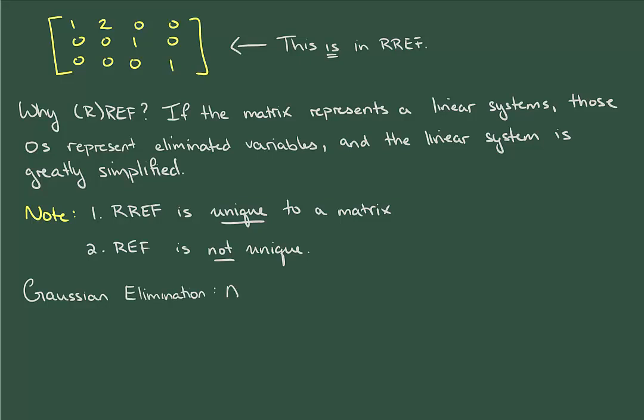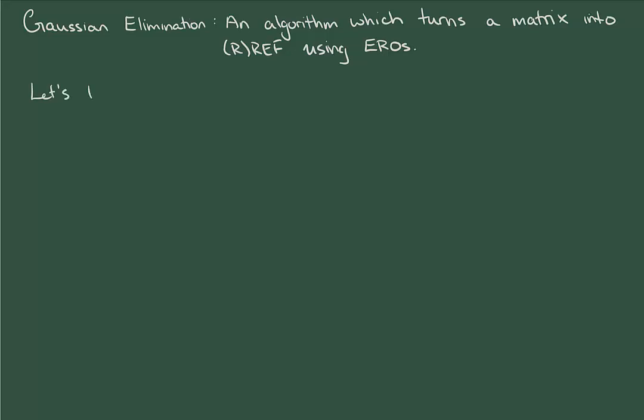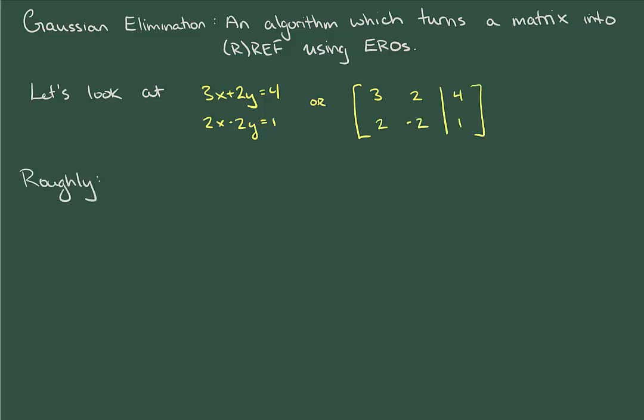All right, Gaussian elimination. This is the algorithm that we use to convert a matrix into either REF or RREF using elementary row operations. Now this process isn't complicated, but it does take some practice to master. So let's go back to the toy example we've been carrying around. Roughly, the algorithm is as follows. Anytime you get a row of zeros, use the interchange rows operation to stick it at the bottom. In this case, we don't have any zeros, so we're just going to go to the next step.